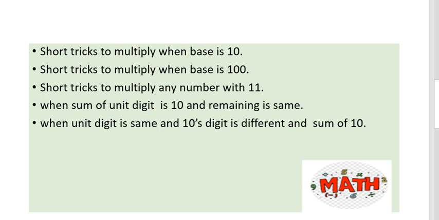Then the fourth trick I am going to use is when the sum of the unit digits is 10 and the remaining digits are the same. And the last trick I am going to use is when the unit digit is the same and the tens digits are different and sum to 10. So I am going to show you the tricks.